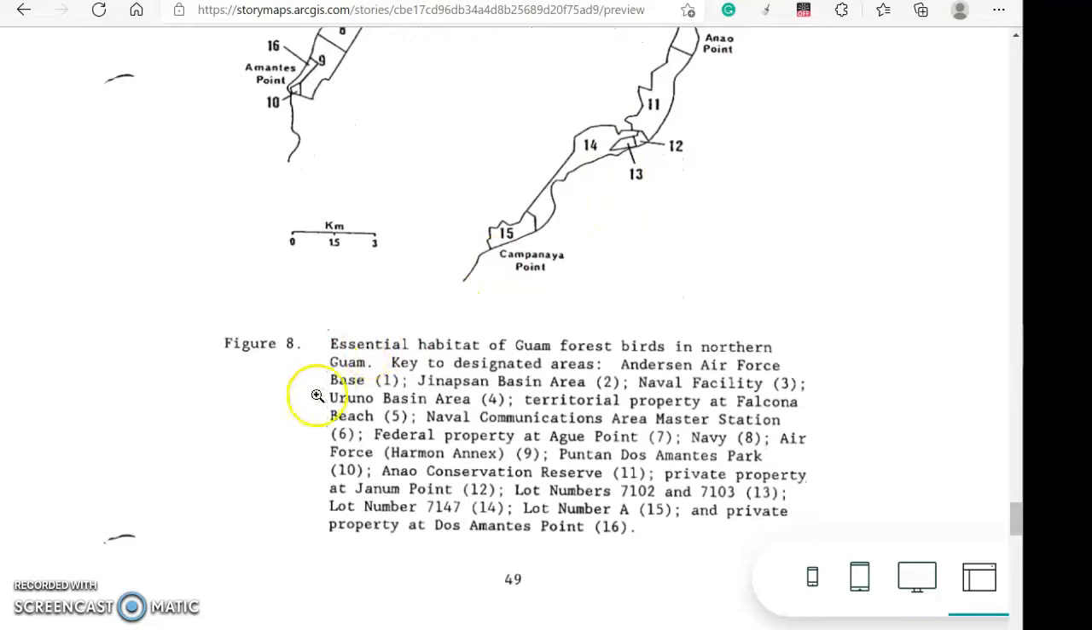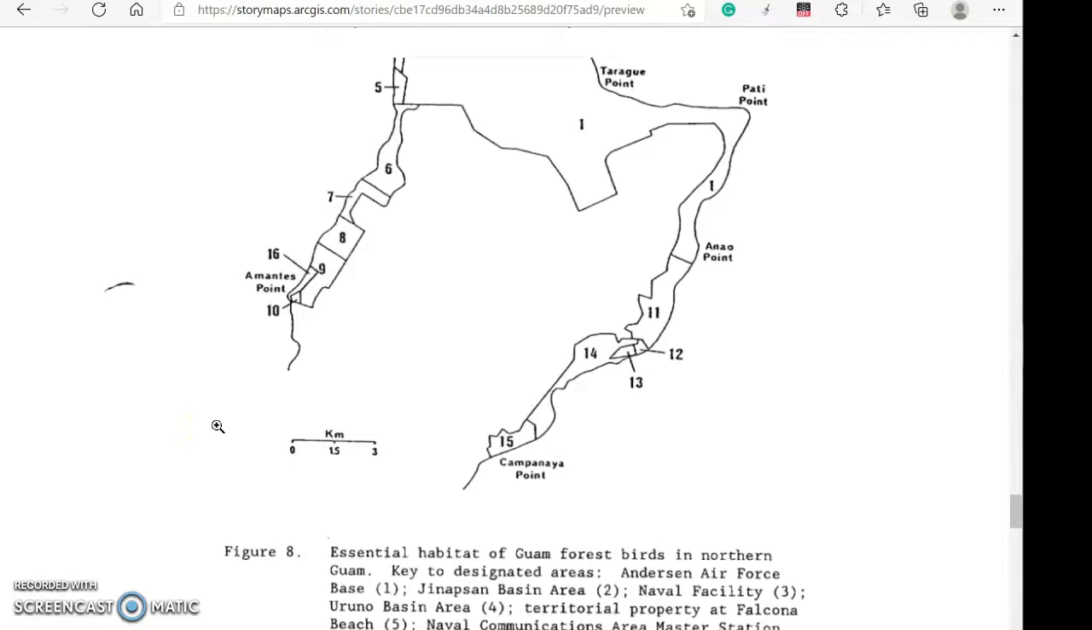These are the essential habitats of Guam forest birds in northern Guam. These are the designated key areas, and some families have even agreed to monitor or let the government use their private land for endangered species being reintroduced.